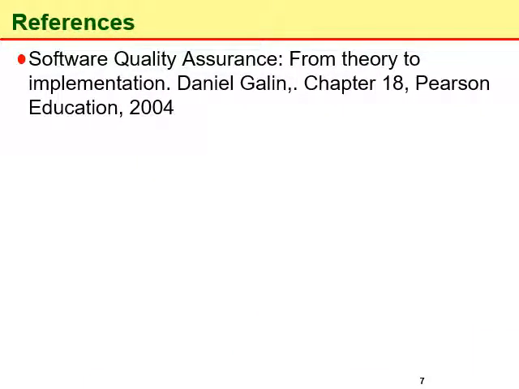The materials in this video are based on our course book titled Software Quality Assurance: From Theory to Implementation by Daniel Galin. For more details on software configuration management, configuration items, and configuration item version, you can consult the book.